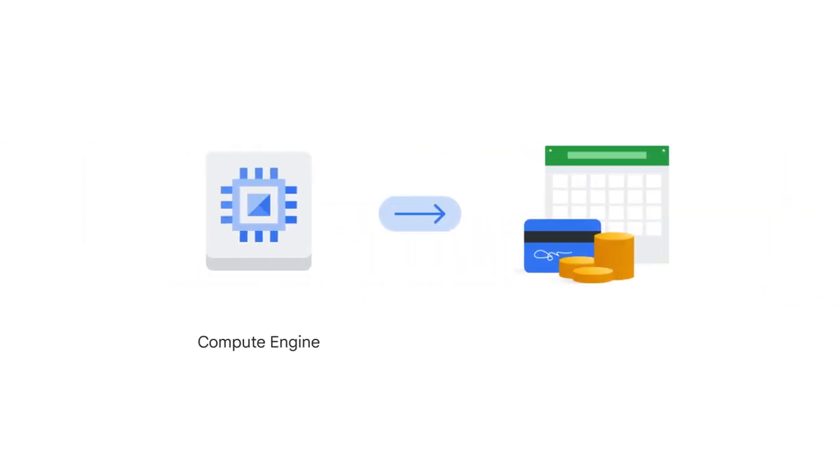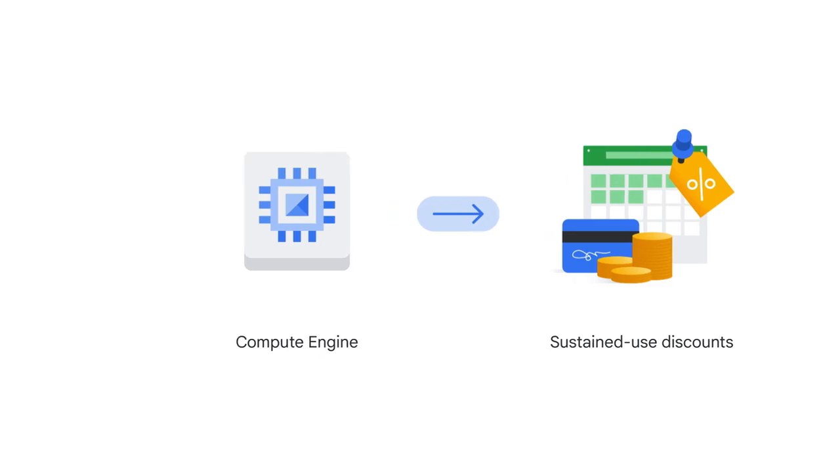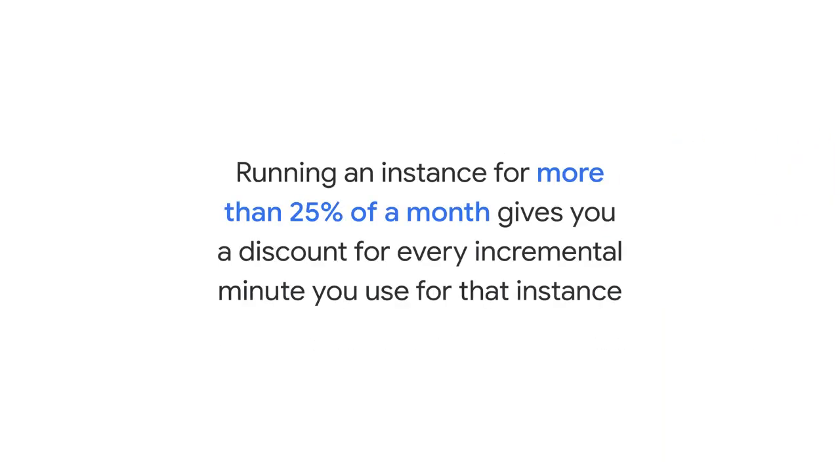Compute Engine offers automatically applied sustained use discounts, which are automatic discounts that you get for running a virtual machine instance for a significant portion of the billing month. Specifically, when you run an instance for more than 25% of a month, Compute Engine automatically gives you a discount for every incremental minute you use for that instance.